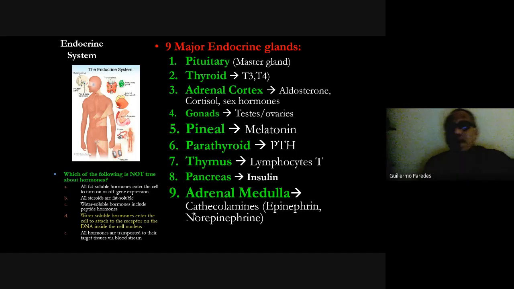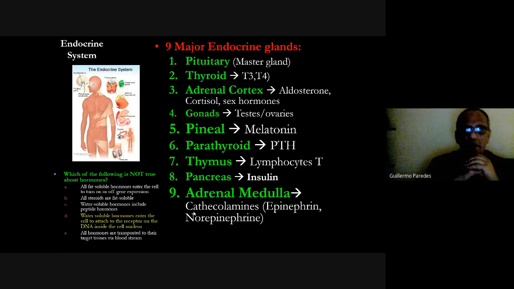All right, so we have 9 major endocrine glands. We have the pituitary gland. You start to get familiar with that. We are going to add another name very soon, the hypophysis. But remember, pituitary gland, master gland, it's the same thing. The thyroid gland produces T3 and T4. The adrenal cortex is related to the adrenal glands. Adrenal glands are 2 glands located on the top of the kidneys. So these adrenal glands do not belong to the kidney. It's an addition, on the top of the kidney. We are going to see that in a few moments.